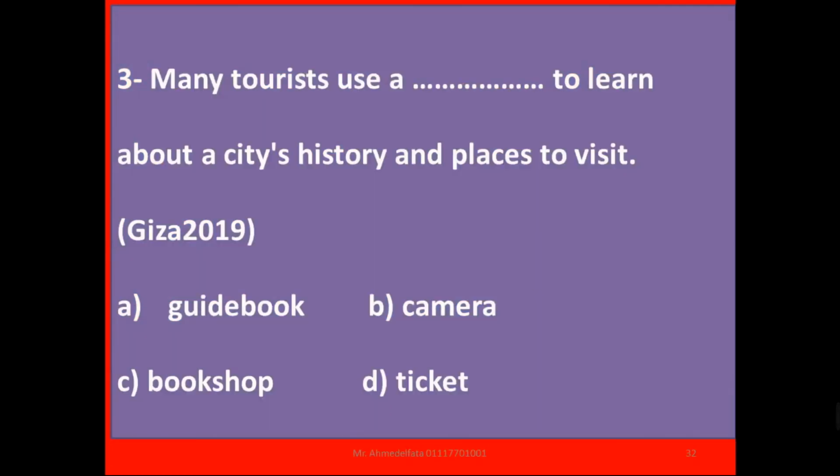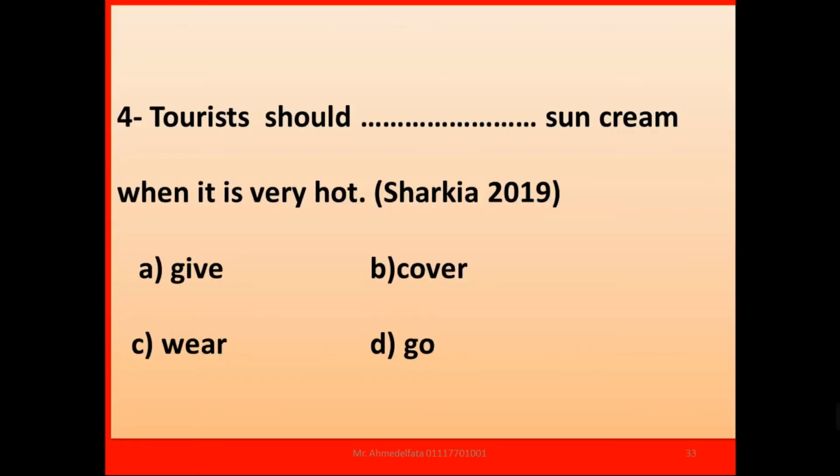Many tourists use a space to learn about a city's history and places to visit. Of course, the correct answer is a guidebook. Many tourists use a guidebook to learn about a city's history and places to visit. Tourists should wear sun cream when it's very hot.